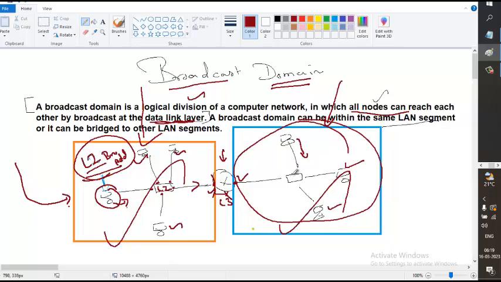So in this picture, we have two broadcast domains, the brown and the blue. They are separate broadcast domains. Each broadcast domain is one LAN segment.